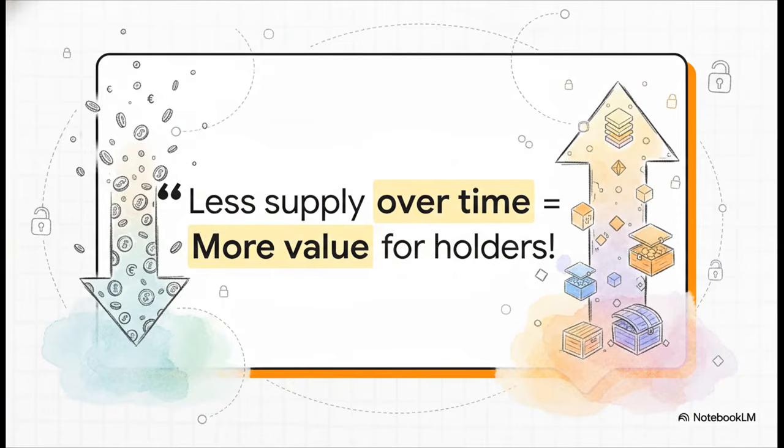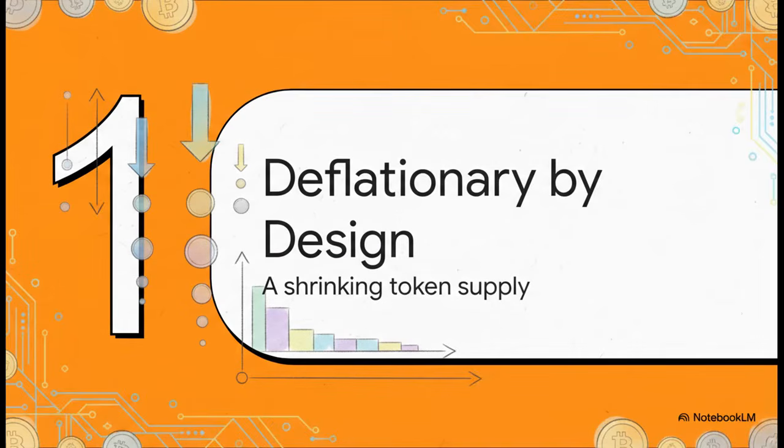Okay, so this right here is the core promise, the big idea driving their entire model. Less supply over time equals more value for holders. It's simple, it's powerful, and it sounds great on paper. But how? How do they actually plan to make that happen? Let's unpack the mechanics.